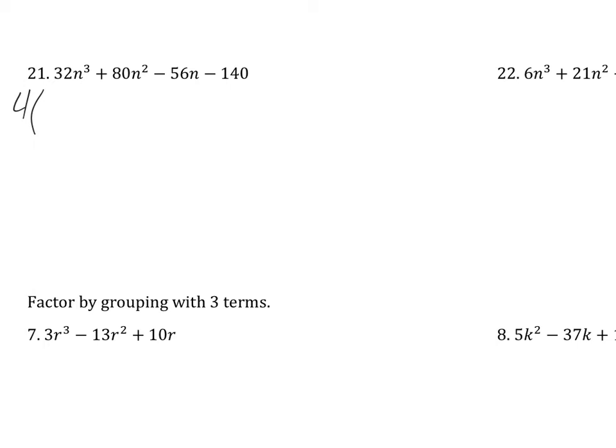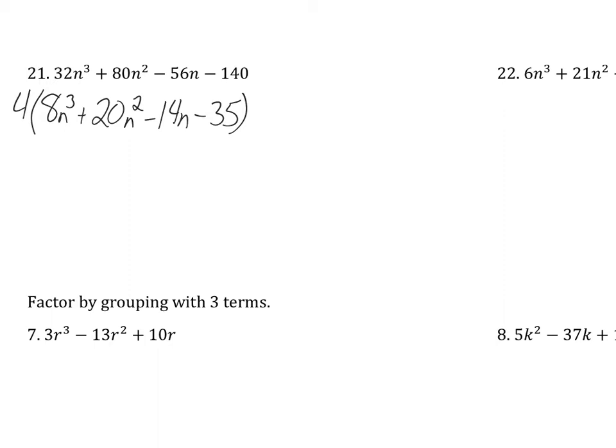So 32 divided by 4 is 8, and the n to the third just rides along, plus 80 divided by 4 is 20, and n squared just rides along, minus 56 divided by 4 is 14, the n just rides along, and 140 divided by 4 is 35. So 35 doesn't have any common factors with the other ones, so we are good to go.